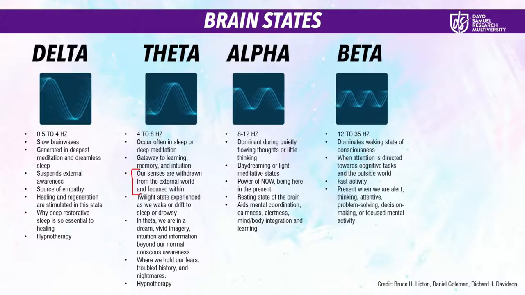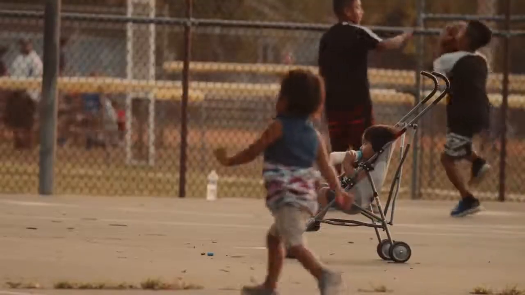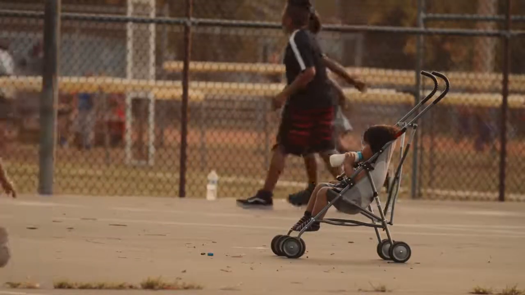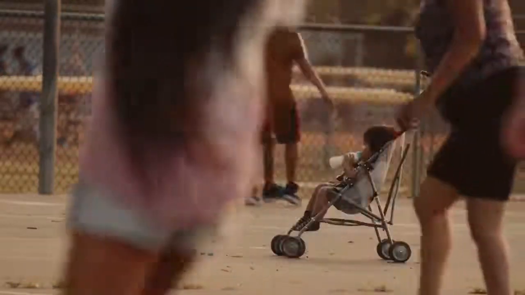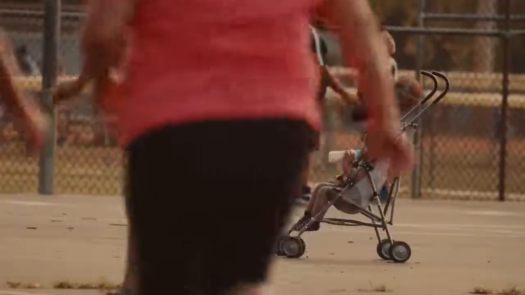Moving forward from there, we move to beta state, and beta state is when it begins to rise a little higher. That is, it goes from 12 to 35 hertz. Now this is that state that dominates our waking state of consciousness. So for example, I'm awake right now, you are awake right now, you are currently in a beta state and experiencing life as outside of yourself.